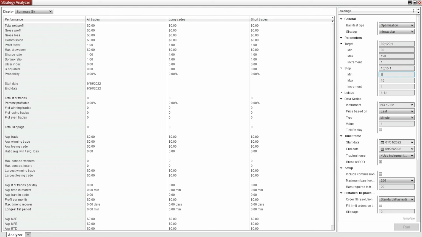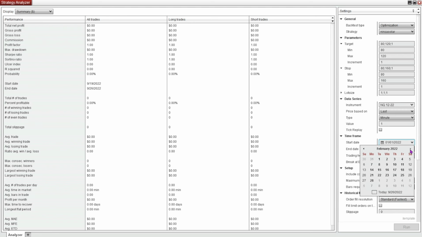And stop loss, I'm not a big fan of preset stop loss and take profits. I like to put my take profit and stop loss wherever they need to be, just depending on price action and support and resistance areas. So I'm going to give it some room to breathe and see what kind of optimal settings we might get.